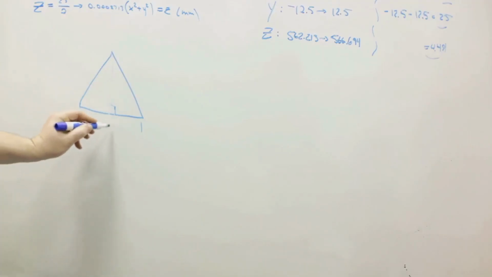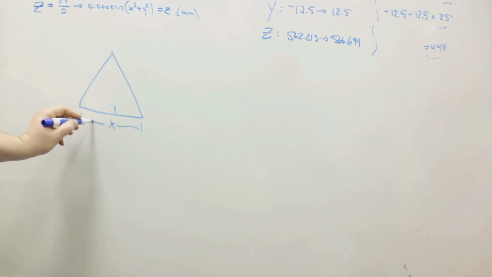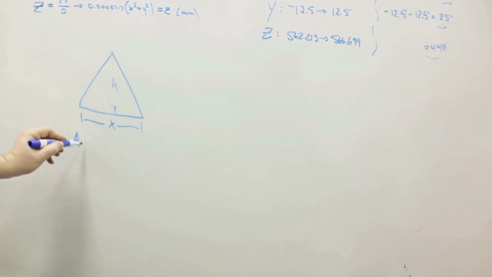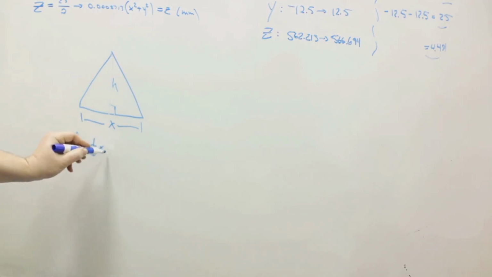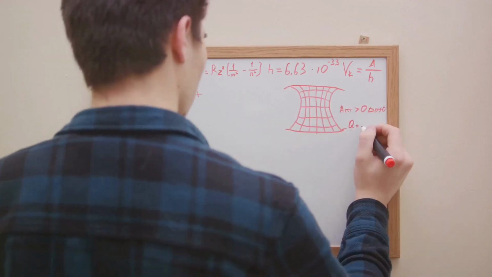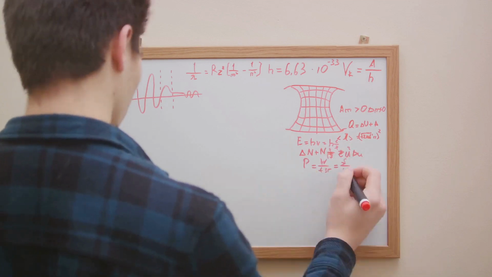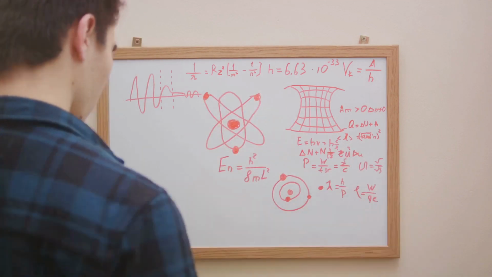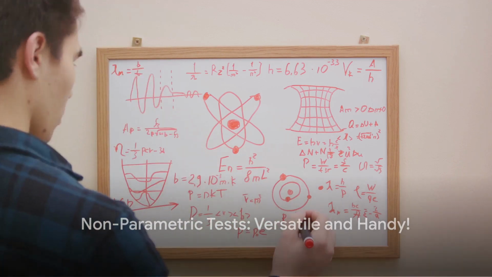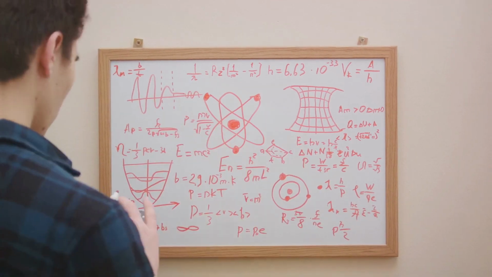A great example is the Mann-Whitney U-test, a non-parametric test that compares two independent groups. Unlike its parametric counterparts, it doesn't require the data to follow a normal distribution. This makes it not only versatile but also extremely useful in real-world data analysis scenarios, where data doesn't always play by the rules. Non-parametric tests are the statistical Swiss Army knives, versatile and handy in various situations.